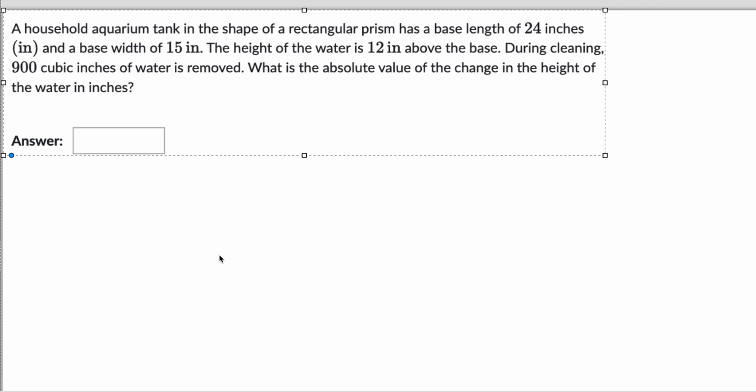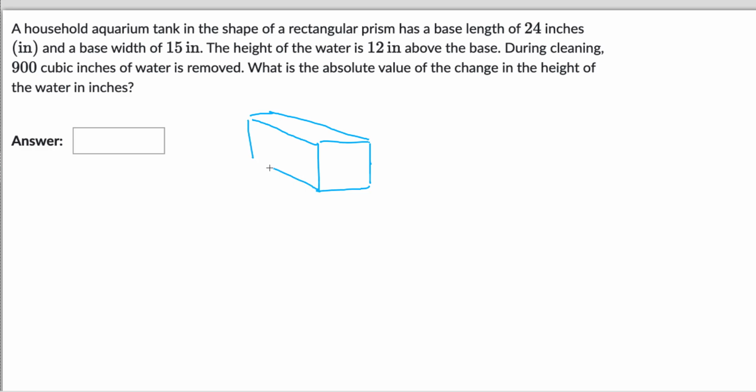To say everything, you've got to be able to envision this and draw this picture. Let's go through it. So here, to start off, a household aquarium tank in the shape of a rectangular prism. I'm going to do my best drawing the rectangular prism. So here's a rectangular prism, more or less, okay?